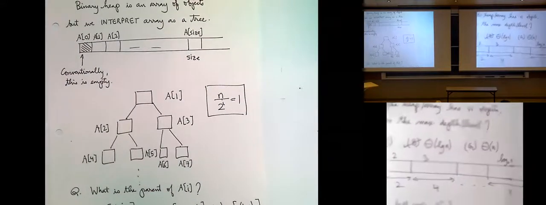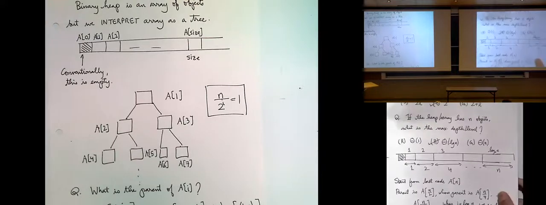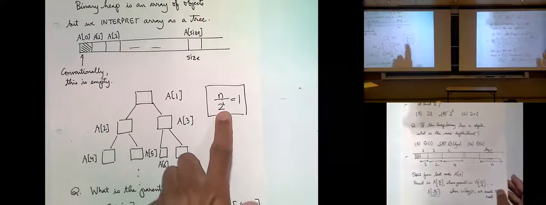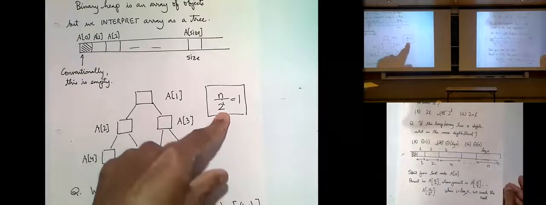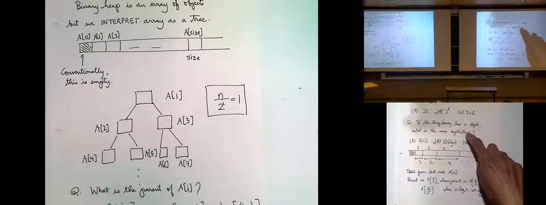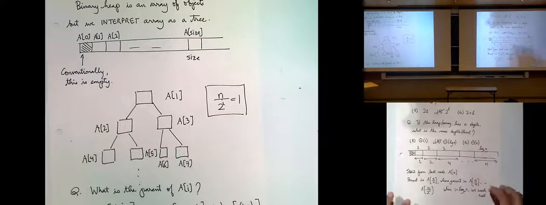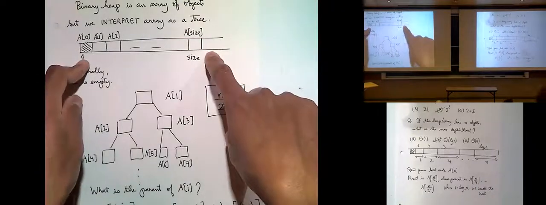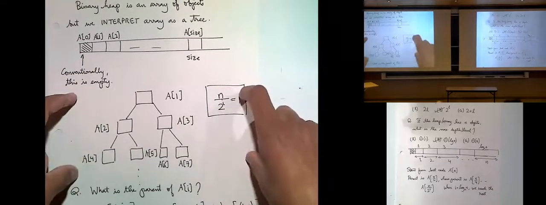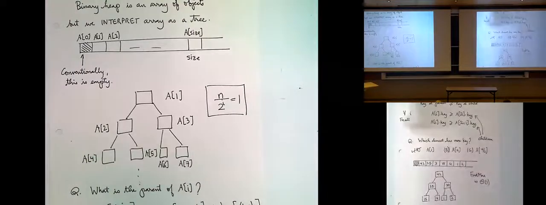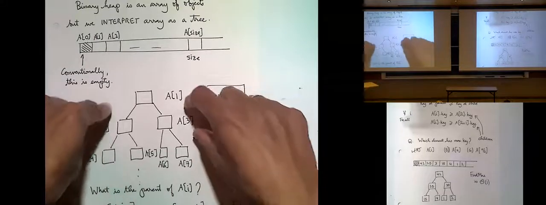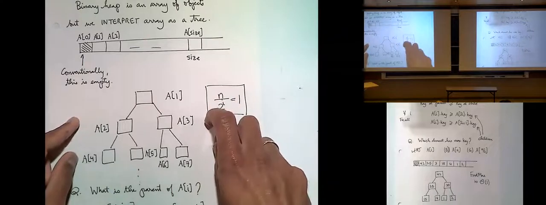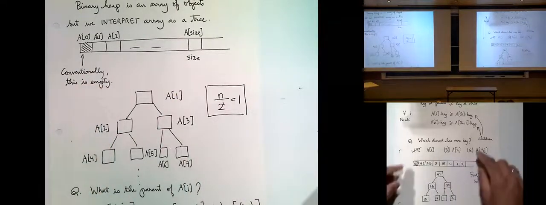And so, using this math that keeps coming up over and over again, this formula, n divided by 2 to the i equals 1, you can argue that the heap has a maximum depth of log n. There are multiple ways of seeing this. So we interpret the array as a tree of depth log n. Okay? Now, the most important feature of a binary heap, so again, this interpretation has nothing to do with the values. Right? This is just saying this is how you interpret it.